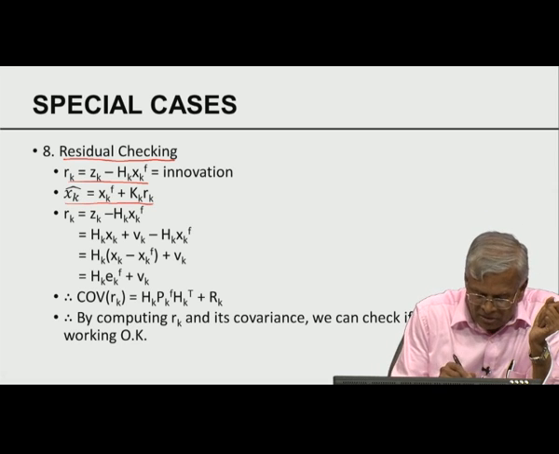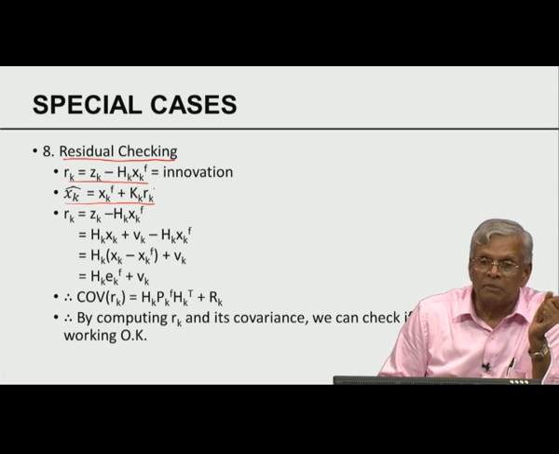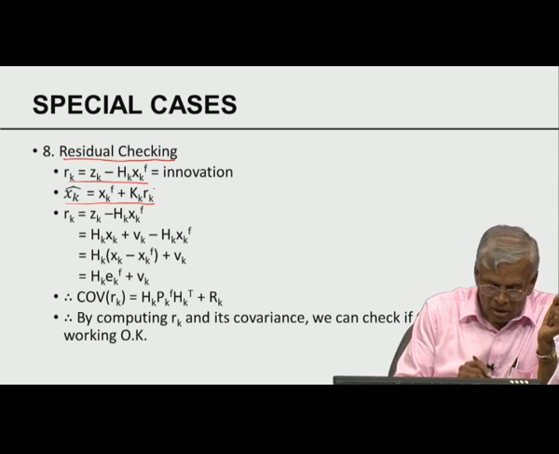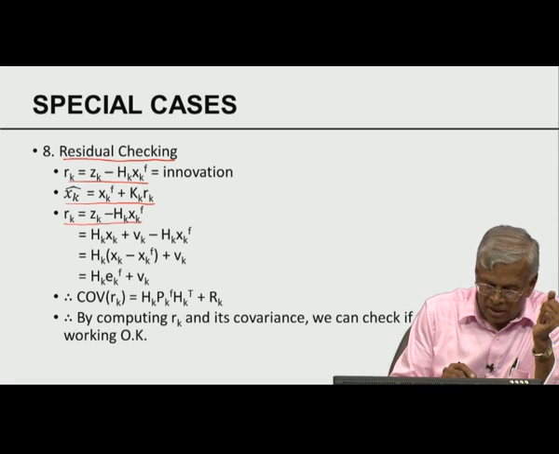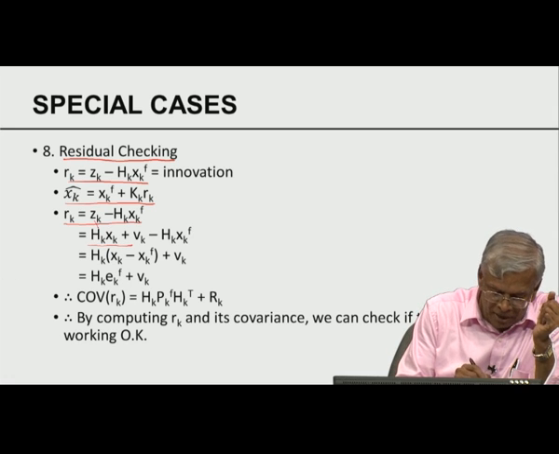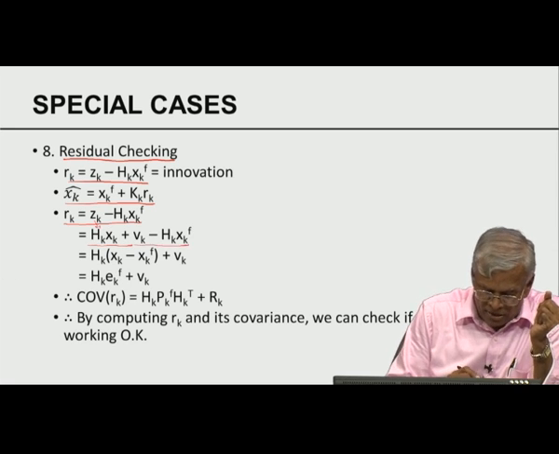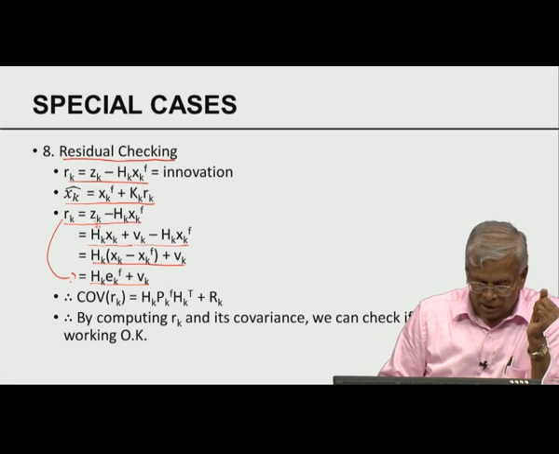Xk hat is given by this. The Kalman filter equation is the forecast plus Kalman gain times the innovation. Therefore, Rk is equal to Zk minus Hk xf. I am going to substitute for Zk from here. I have the forecast. It can be rewritten like this. Therefore, the residual has this equivalent expression.